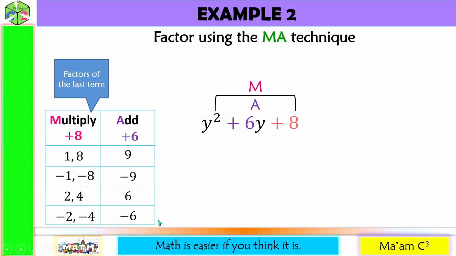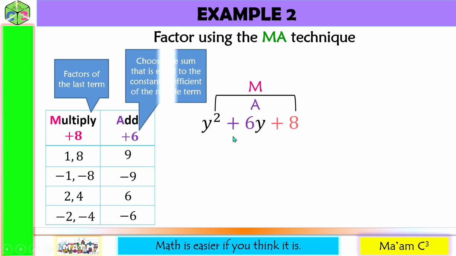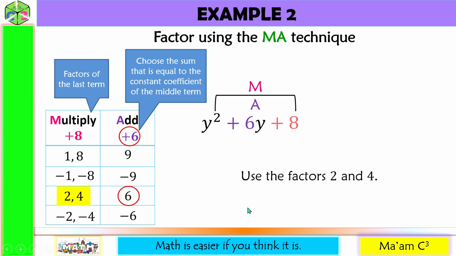And then I'm going to choose the sum that is equal to the coefficient of my middle term. Since this is 6, I'm going to choose this one. It means my factors are 2 and 4. We have now our factors. Let us write them accordingly.